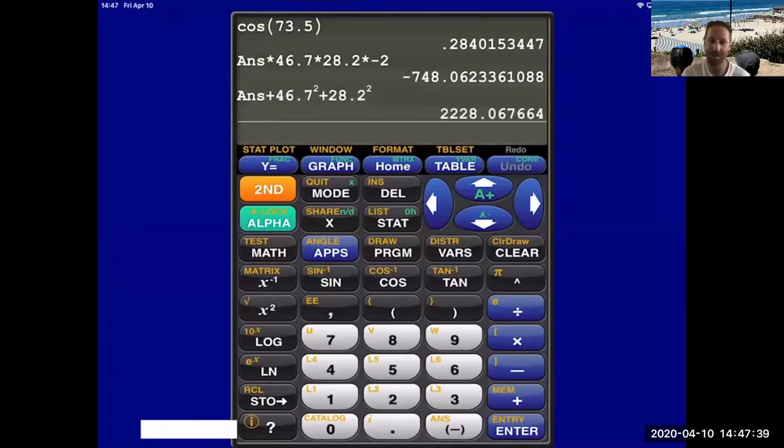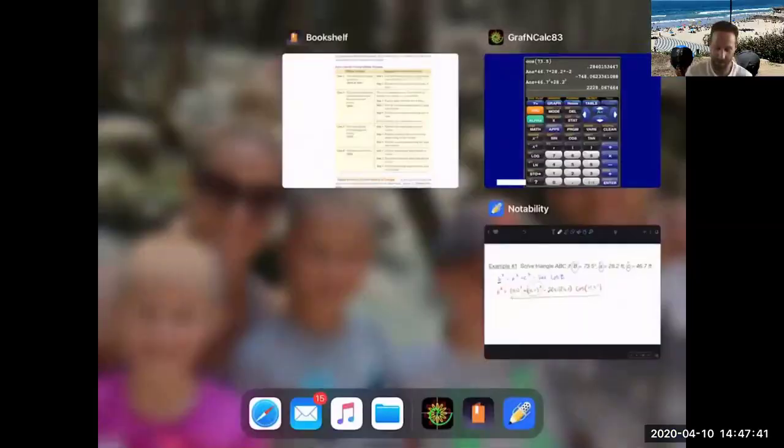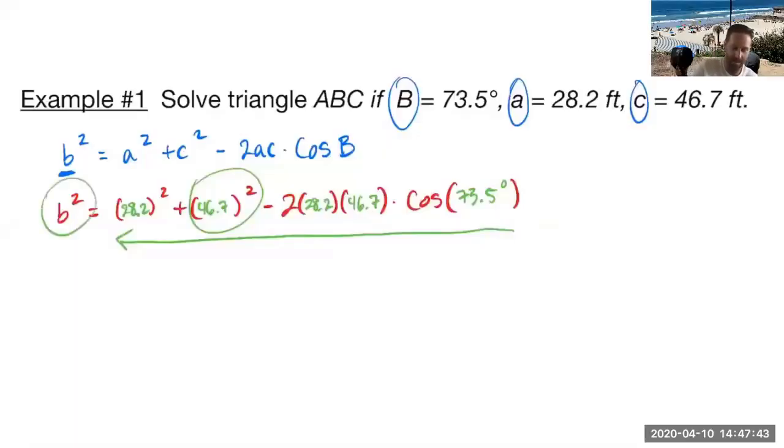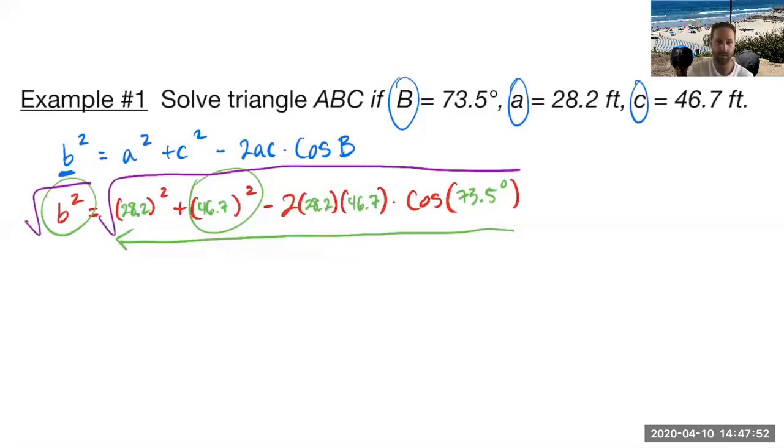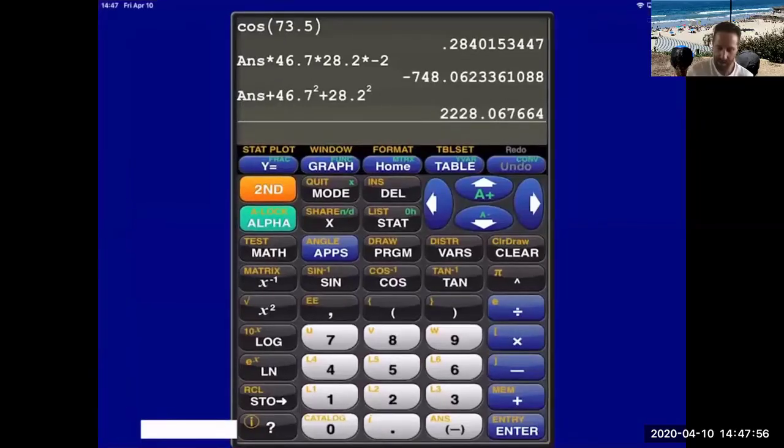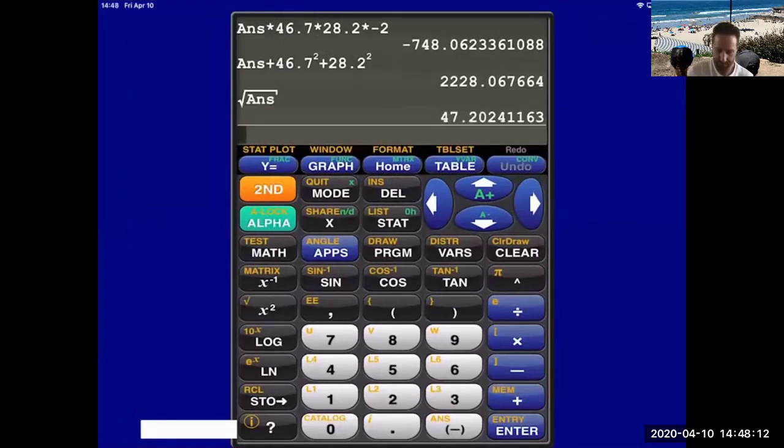Because don't forget, what do we still have to do to that whole thing in order to find what b is? And hopefully you said it. We have to take the square root of that whole thing. Okay, so in order to figure out what b actually is, I will take that answer and I will take the square root of that whole thing. And that gives me 47.2.